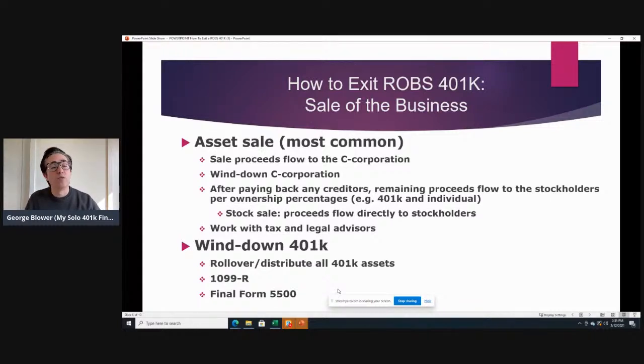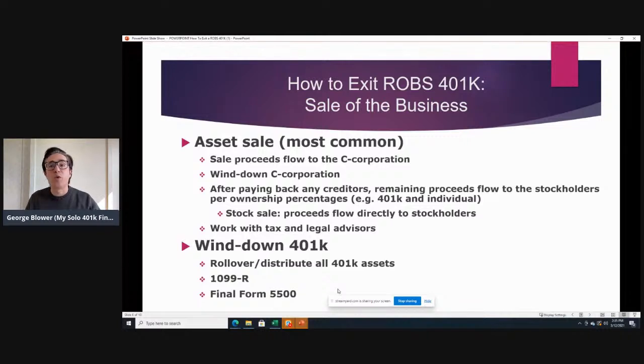Now, typically, although you could pursue a different business opportunity, if you want to wind down that C corporation and just get out of business permanently or for some period of time, you would wind down the C corporation, which means that the C corporation would have to pay back any creditors that are owed money, and the remaining proceeds would flow to the stockholders in accordance with the ownership percentages.